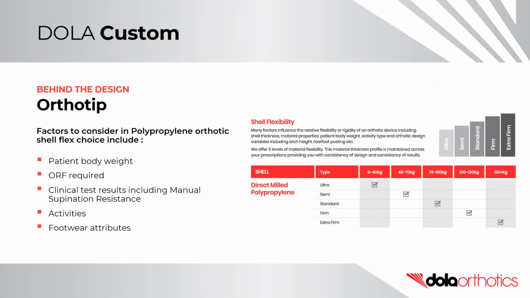Orthotip. Factors to consider in the flex choice for your polypropylene orthotic shell include the patient's body weight, the orthotic reaction force required, clinical test results including the manual supination resistance test, the activities the patient will undertake, and the footwear characteristics.